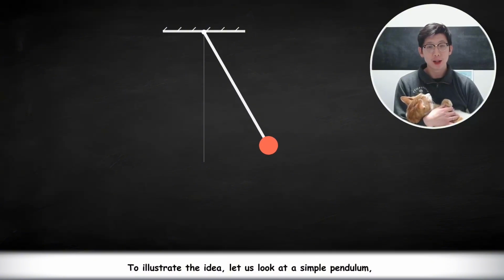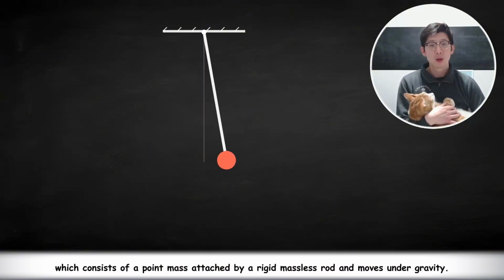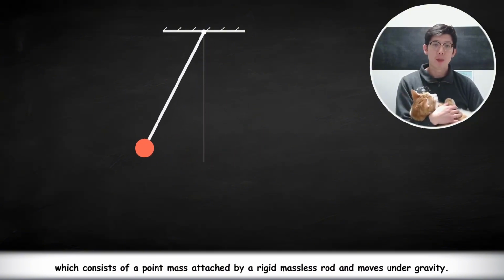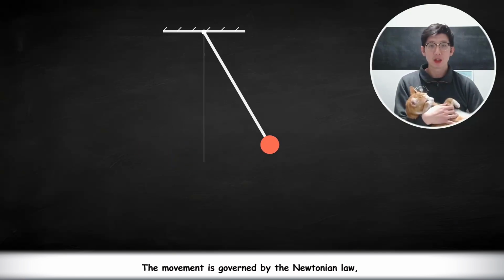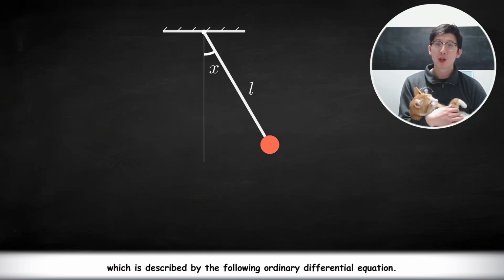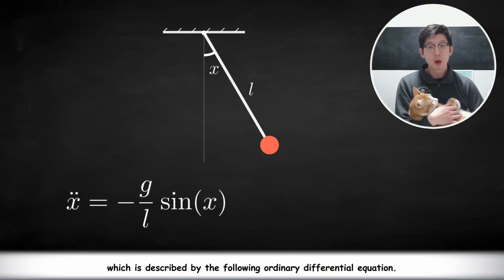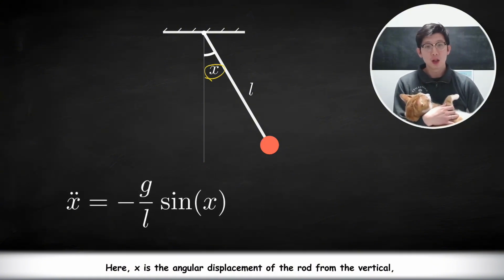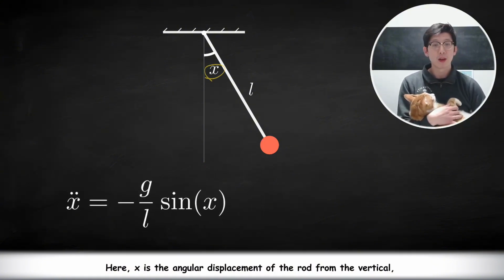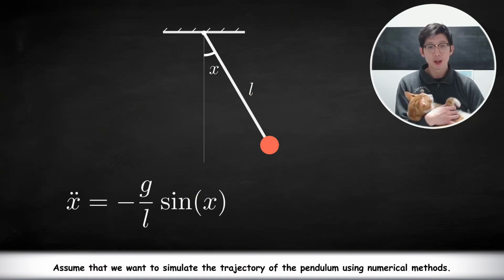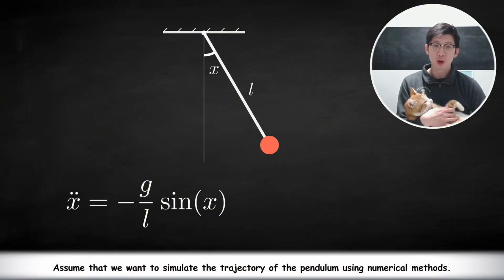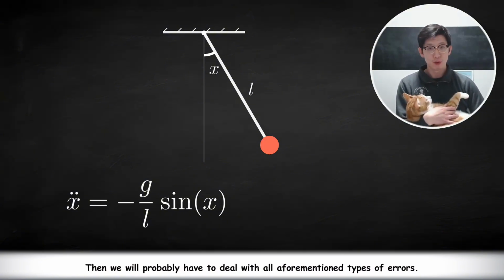To illustrate the idea, let us look at a simple pendulum, which consists of a point mass attached by a rigid massless rod and moves under gravity. The movement is governed by the Newtonian law, which is described by the following ordinary differential equation. Here, x is the angular displacement of the rod from the vertical, L is the length of the rod, and g is the gravity constant. Assume that we want to simulate the trajectory of the pendulum using numerical methods. Then we will probably have to deal with all the aforementioned types of errors.